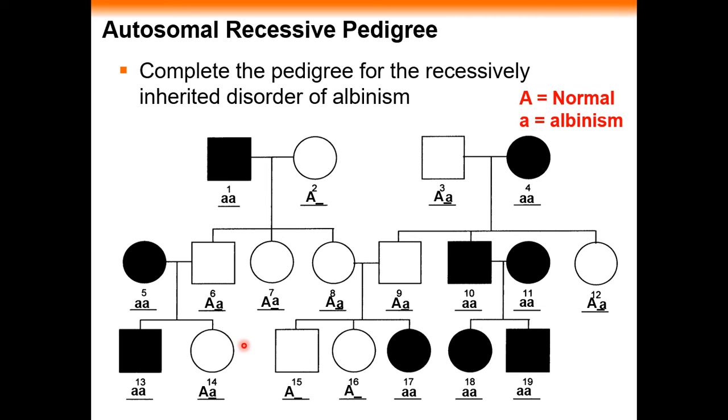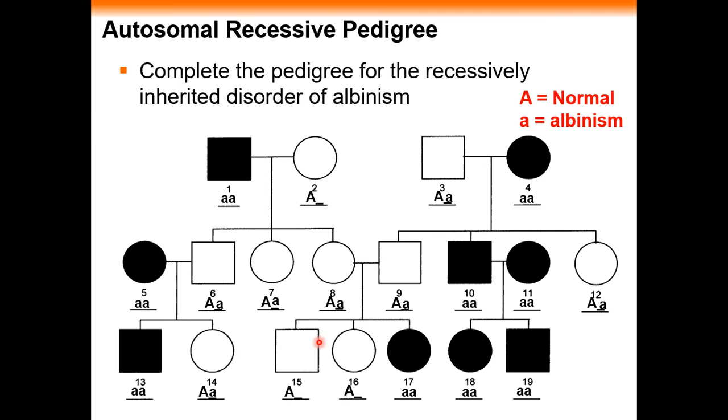We cannot answer that question. We don't know what they are. For 15 and 16, we know they got a capital A, but we don't know if they got it from mom or if they got it from dad. We don't know if they're capital A, capital A, or capital A, lowercase a. Homozygous dominant or heterozygous. We don't know.